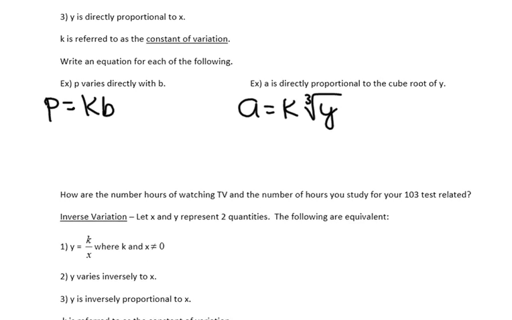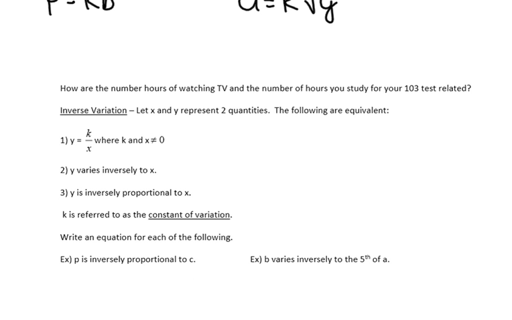Now, next thing I want to talk about, how many hours you watch of TV and the number of hours you study for your Math 103 test. How are they related? Usually, the more TV a person watches, the less studying they do. Or, if you're cramming for an exam, you might not watch a whole lot of TV one night, but you're going to do a whole heck of a lot of studying. This is an example of what is called inverse variation. As one variable increases, the other variable will decrease.